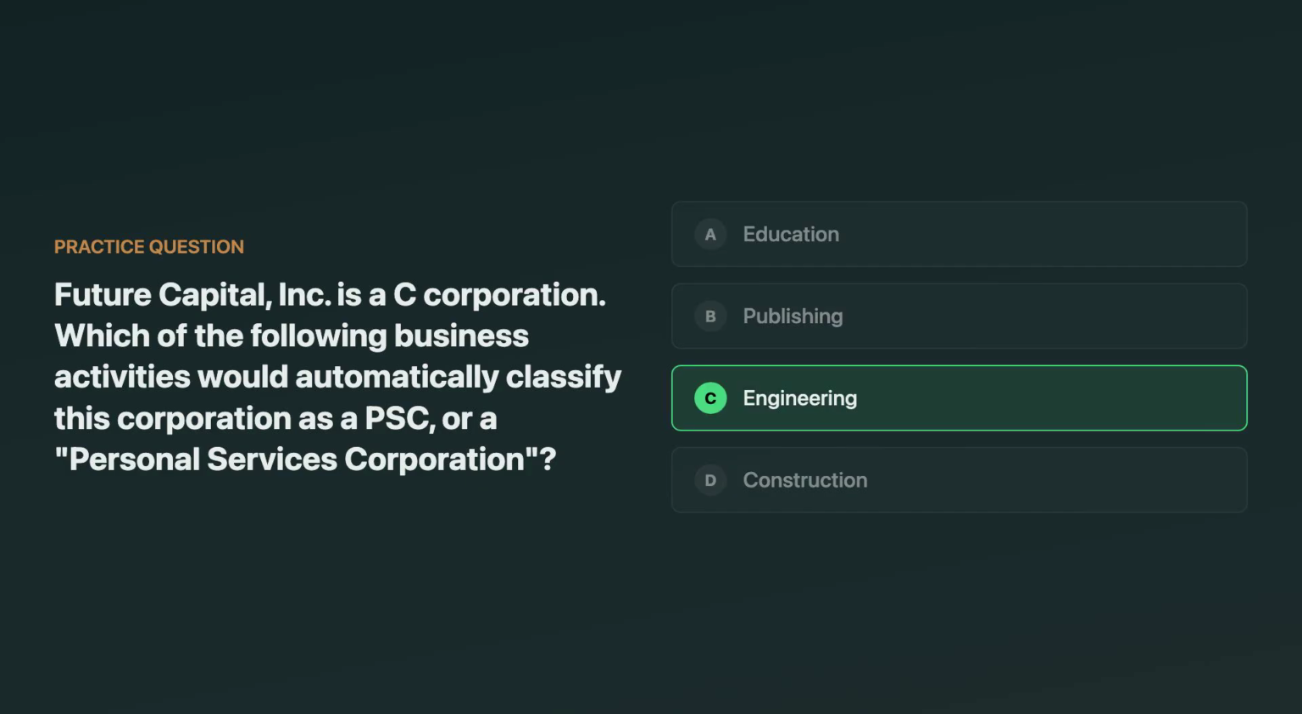Engineering is the correct choice. It's one of the enumerated personal service fields, along with areas like accounting, law, health, consulting, and architecture. A tempting wrong answer is education, because it sounds like a service business. But for PSC classification, the exam wants you to recognize the specific listed fields, and engineering is on that list.